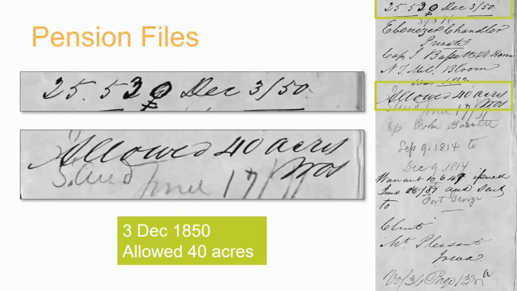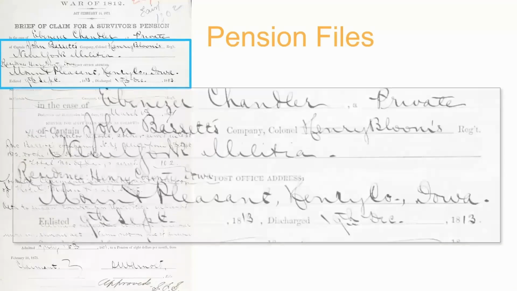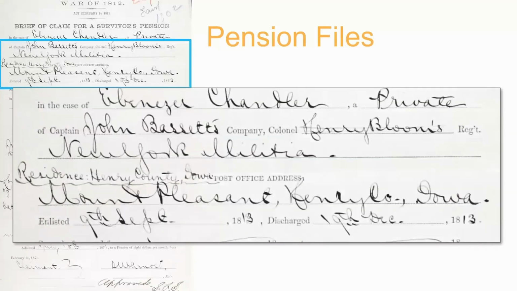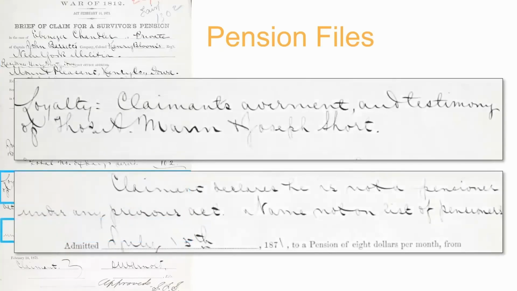It's matching up with what this record says, so it's important to know the history so you know what the record's telling you. And what's great is here's this pension file, but it's also telling us about the bounty that he received. Then this document is a brief claim for survivor's pension, and it tells us when Ebenezer was enlisted, discharged, when he declared and how long he served. And below that, it tells us about his loyalty to the United States and those who were witnessing.